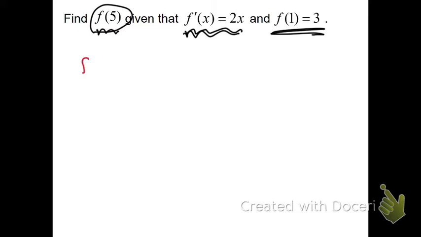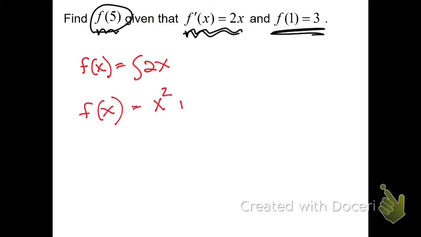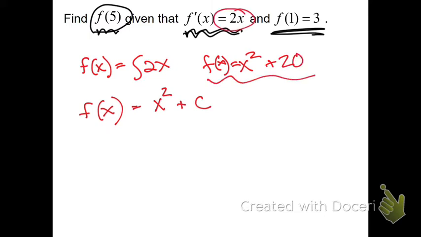Okay, so to find f of x, we're going to integrate that 2x, right? So f of x would be the integral of that, power rule. You'd get x squared, but this is where you have to write plus c. Because remember, we don't know if the original function is x squared plus 2, or is the original function x squared plus 20, because the derivatives of all of those are still going to give you the correct derivative. So you really need that plus c right now.